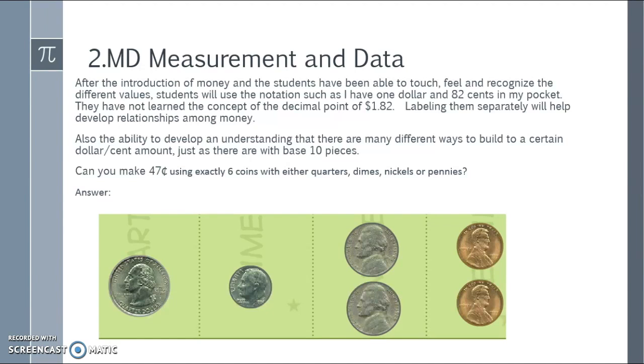So using exactly 6 coins, we can use 1 quarter, 1 dime, 2 nickels, and 2 pennies. So we have 25 cents plus 10 cents, so we have 35, plus 5 plus 5 is 45, 46, and 47.